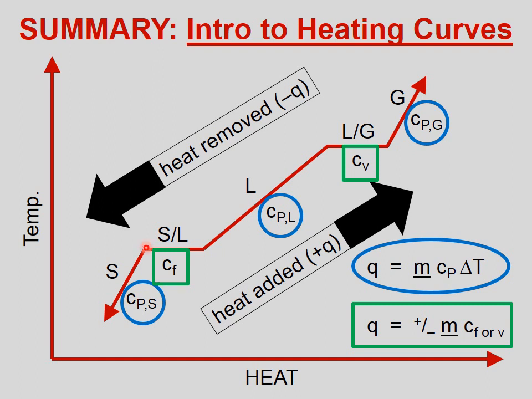If we're on a horizontal region, then the substance is changing phase. It's going from a liquid to a solid, or a solid to a liquid, or a liquid to a gas, or a gas to a liquid, and there is no temperature change when that's happening. So we have to use a different form of the equation. In the lower right, I've boxed it in green, and again we need to use a constant that is specific to what we're doing, whether we need to use C sub F, the heat of fusion, for solid-liquid transitions, or the heat of vaporization for liquid-gas transitions.